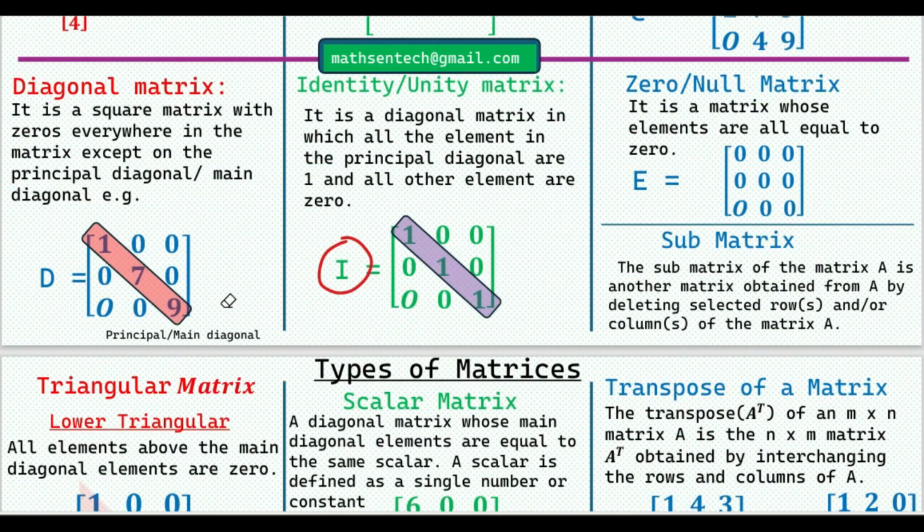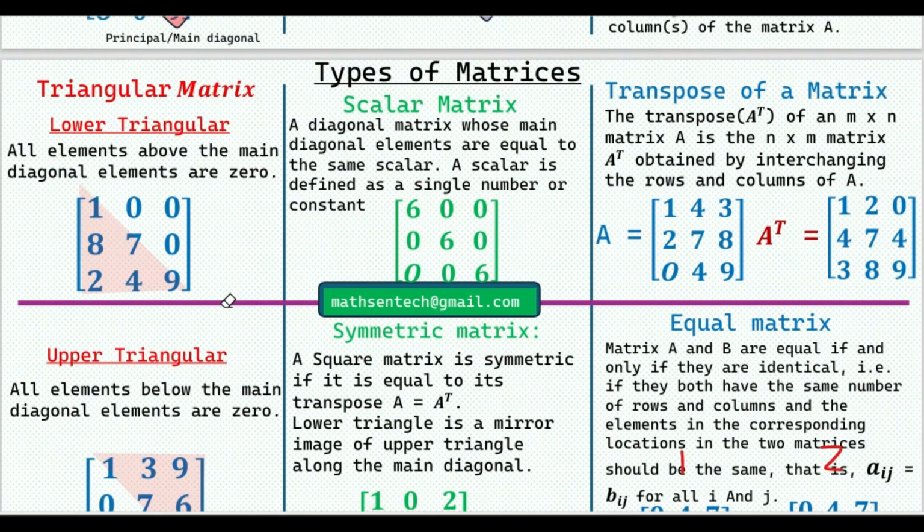Good. Let's also go to other types of matrices. So we have another one called the triangular matrix, and we have a lower triangular and of course an upper triangular. So what is a lower triangular? All the elements above the main diagonal are 0. Remember we've talked about the diagonal elements. The main diagonal goes from top left to bottom right. So you can see we have 1, 7, 9. That's our main diagonal. All the elements on the upper side are 0.